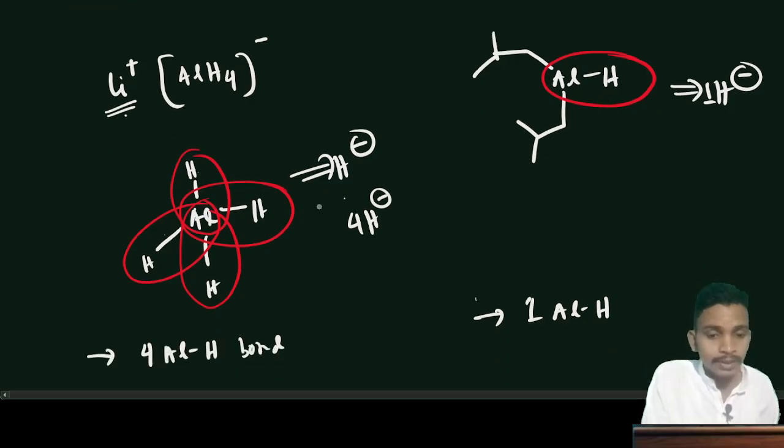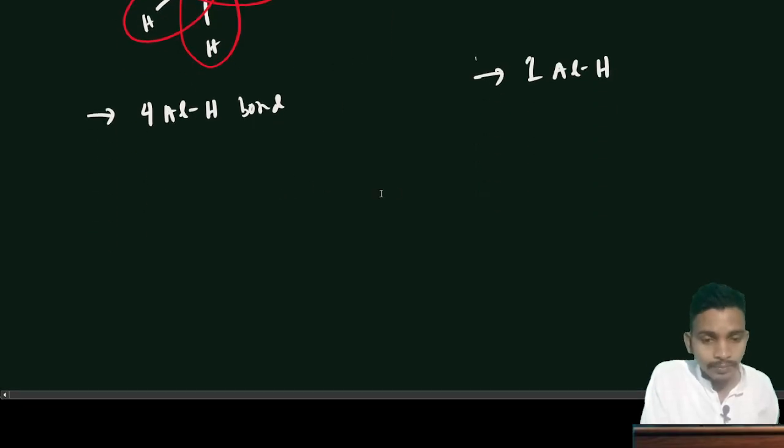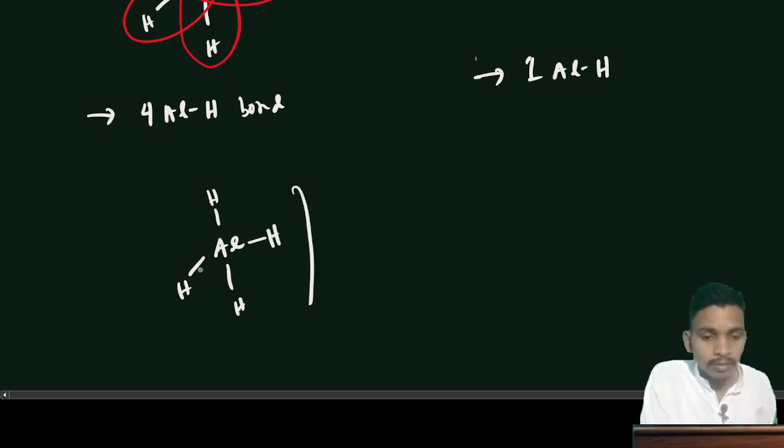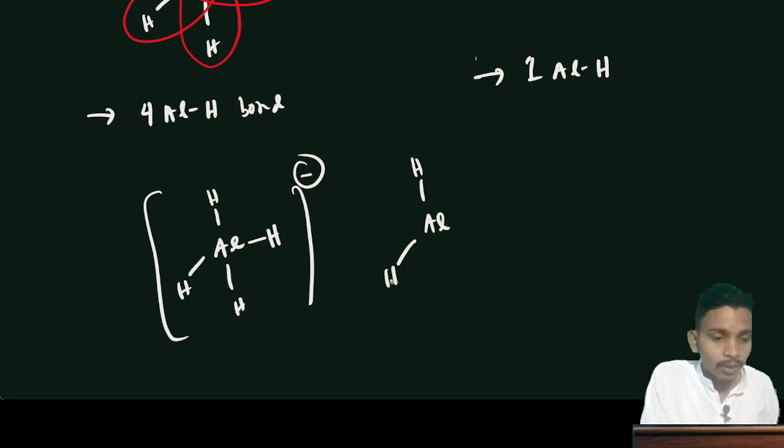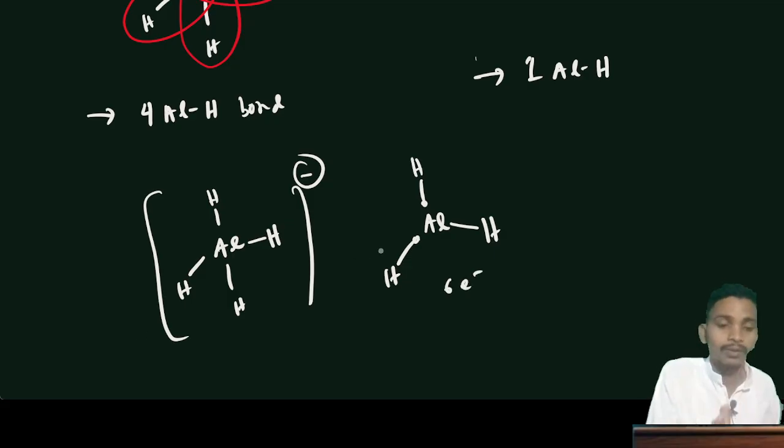So this is a Lewis acid. What we see here is that in AlH3, aluminum has only 3 valence electrons, so it makes 3 bonds with H. Now this has 6 electrons, so this is an electron deficient group.